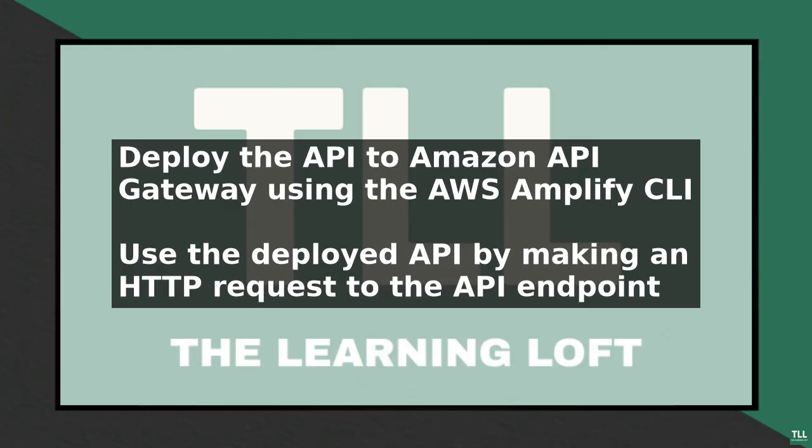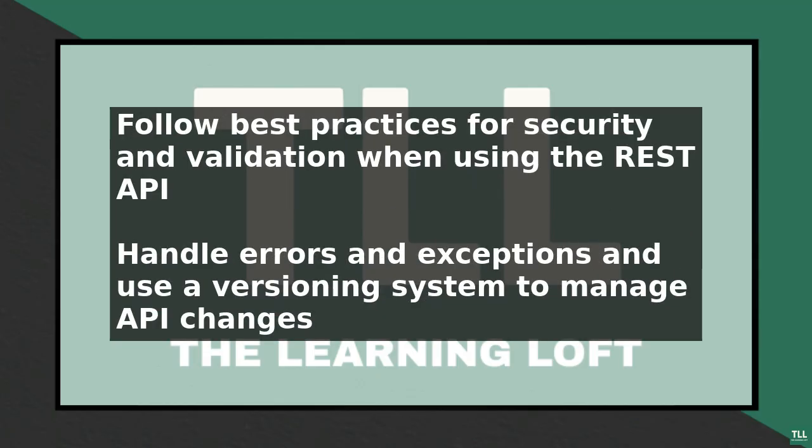Best practices for using AWS Amplify REST API include using a secure connection, validating user input, and handling errors and exceptions. You should also use a versioning system to manage changes to the API over time.